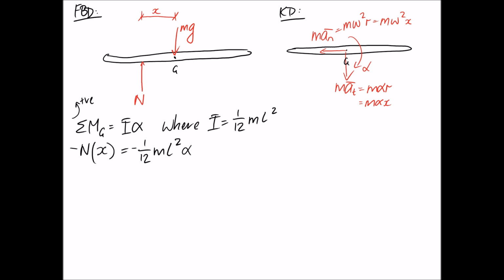So if we multiply everything up to one line, so basically move this 12 up and simplify it a little bit, we end up with 12 N x is equal to m l squared alpha.